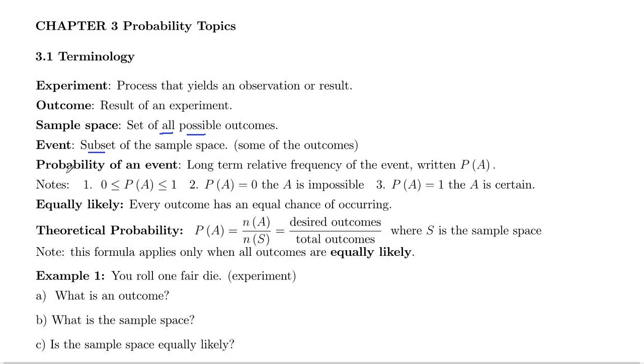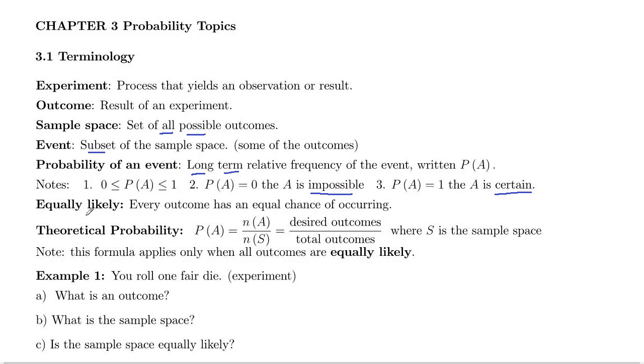And then the probability of an event refers to the long-term relative frequency of that event, and we'll write it as P(A), where P stands for probability and A is the name of our event. We'll notice here that the probability of an event A is always between 0 and 1. So probability is talking about chances of something happening. You can't have negative chances. And 1 is 100%. You can't have more than 100% chance of something happening. If the probability of an event A is 0, that event is impossible. If the probability of an event A is 1, then A is certain to occur.